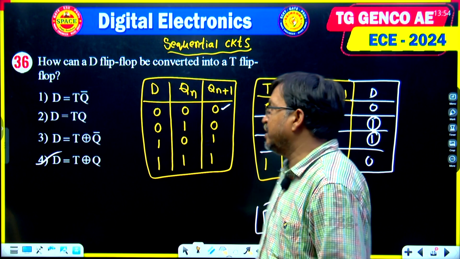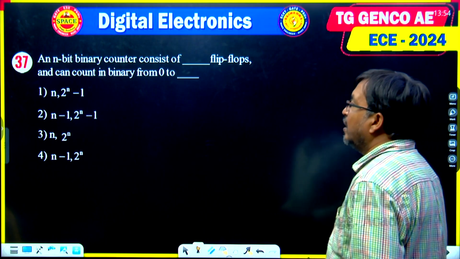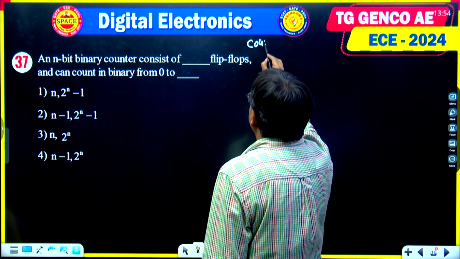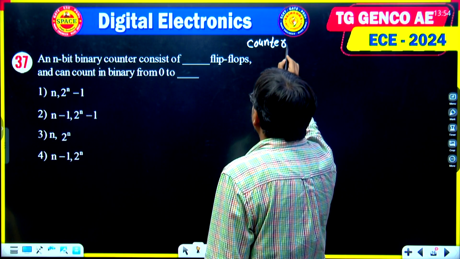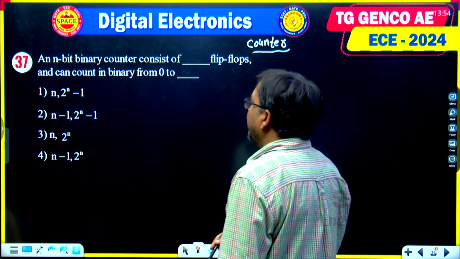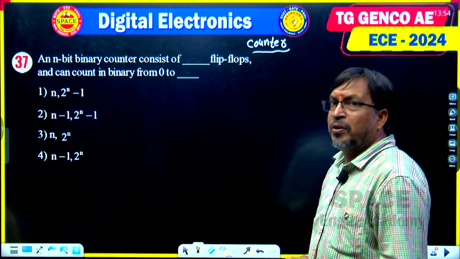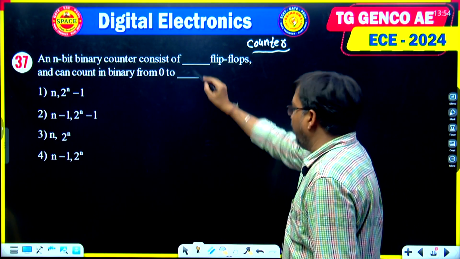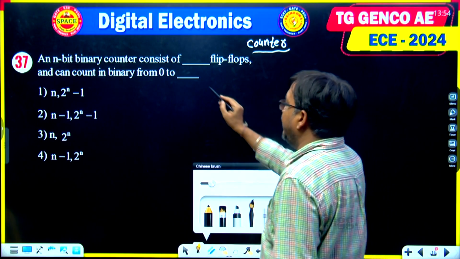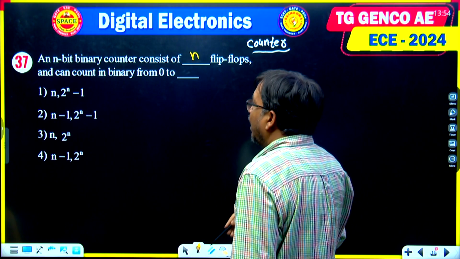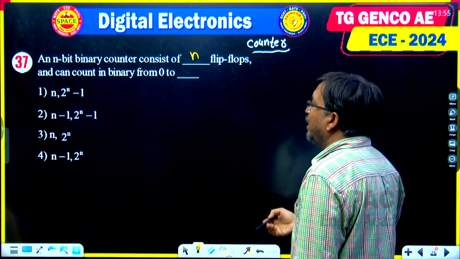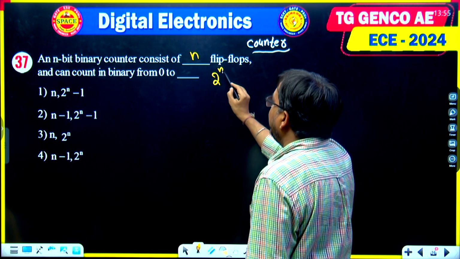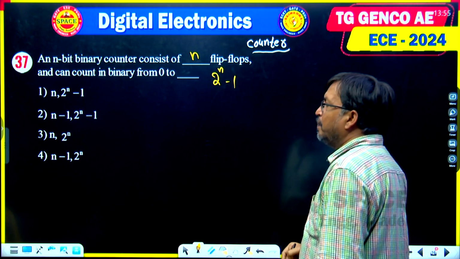Students, the next question we are discussing here. This is a counter related question, counter topic. A basic, simple question is asked here. To design an n-bit binary counter, how many flip-flops do we need? N flip-flops. And this counter is used to count from 0 to 2 power n minus 1.